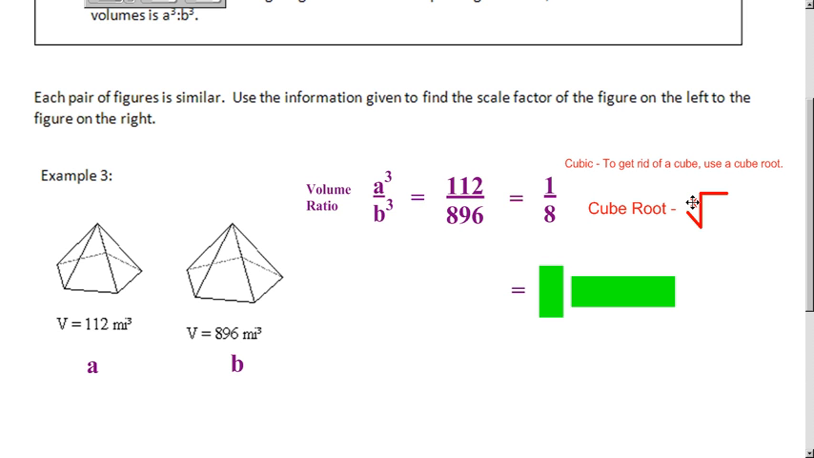Basically what a cube root is saying is, what number times what number times what number would give you that number. So what times what times what would give me 1? That would be 1. Down below here, what times what times what would give me 8? Well, that would be 2. 2 times 2 times 2 gives me 8. So when you take the cube root of 1, you get 1. The cube root of 8 is 2. So 1/2 is actually our scale factor.